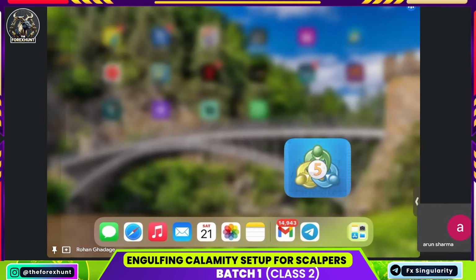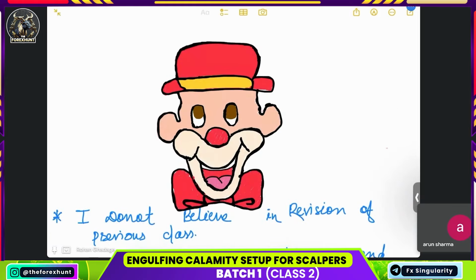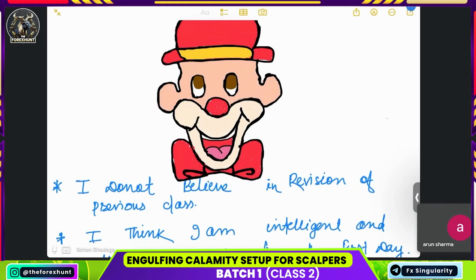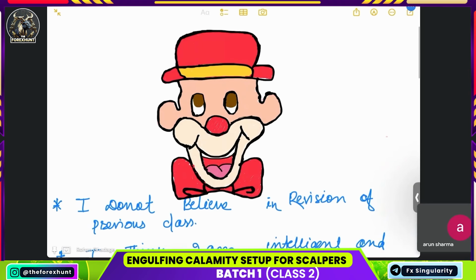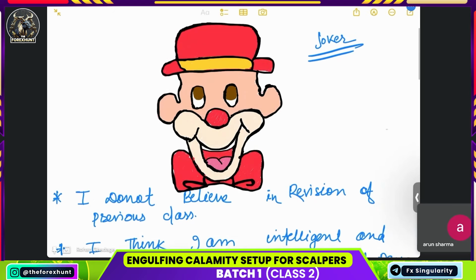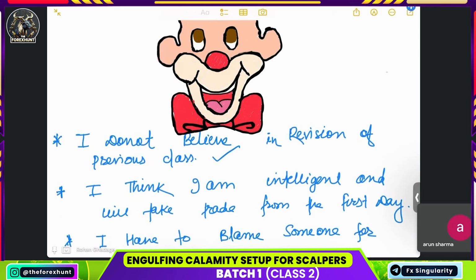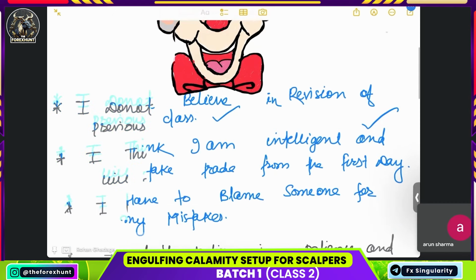So now let's move to the psychological part. I have prepared some drawing. Is it good? So see, this is Joker. Okay, so the qualities he has in his mind or his character: he does not believe in revision. He thinks he is intelligent, and from the first day of the class, he will start taking trades on a real account. The qualities.